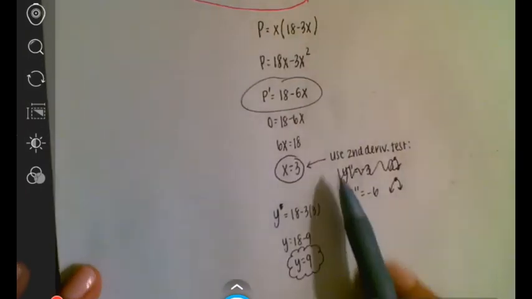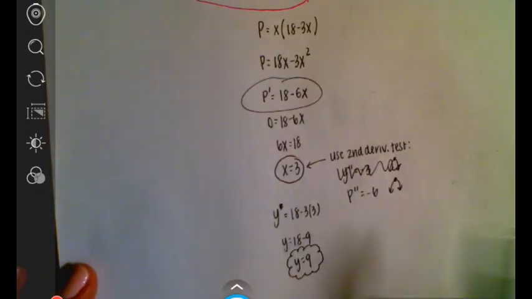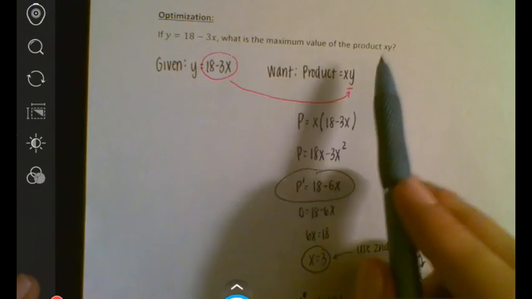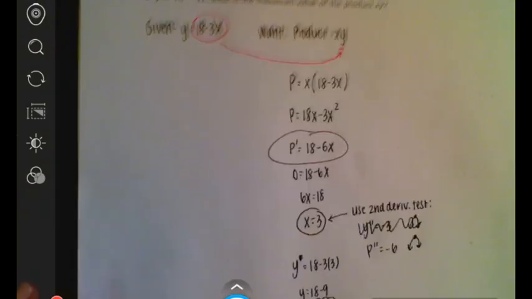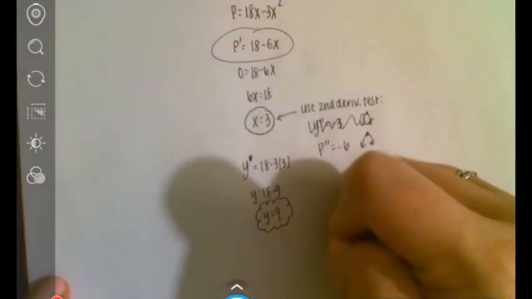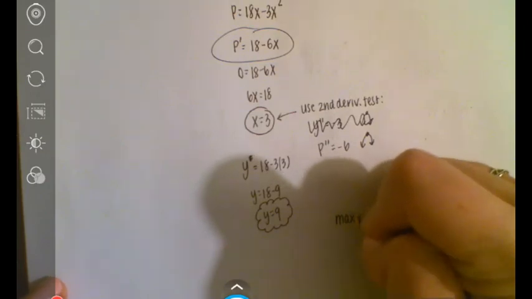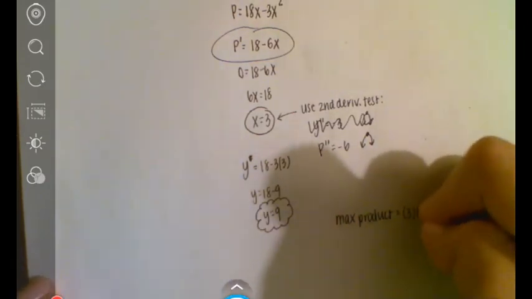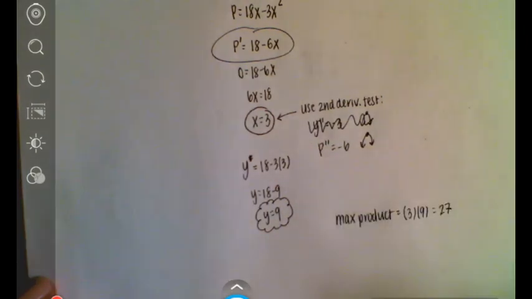So these are my two values. x is 3, y is 9. But then it's asking me what the maximum value of the product is. So I actually need to calculate what that product is once I find my two values here. So the maximum product would be x times y, so 3 times 9, which would be 27.